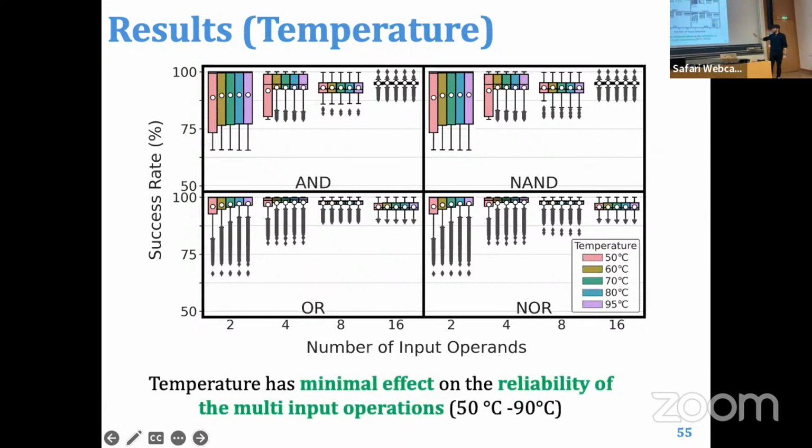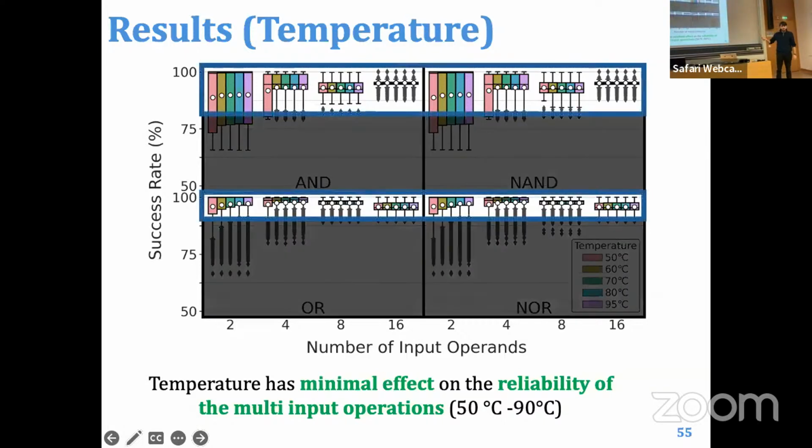Let's look at the temperature. The temperature again has minimal effect on the robustness. So these operations are really robust in terms of temperature. We can see ranges from 50 to 95. We see small variations, mostly in the OR and NOR case, when we have 2 operands. So this plays almost no significant role.